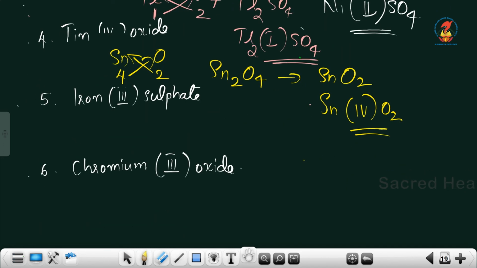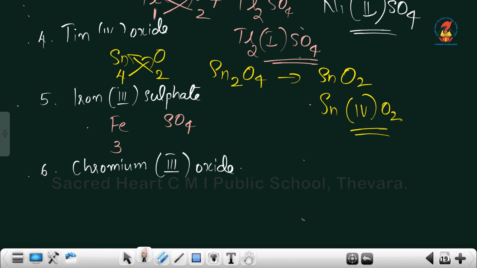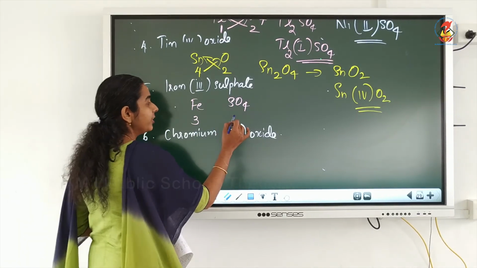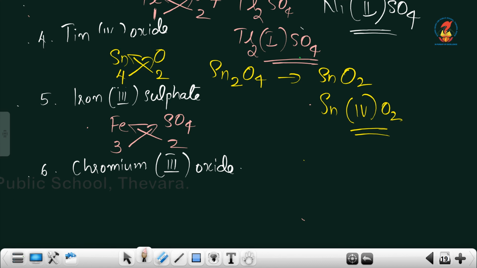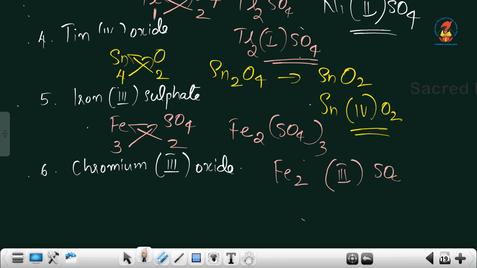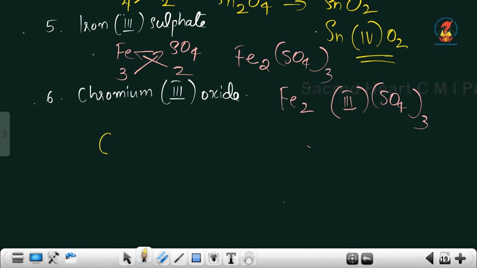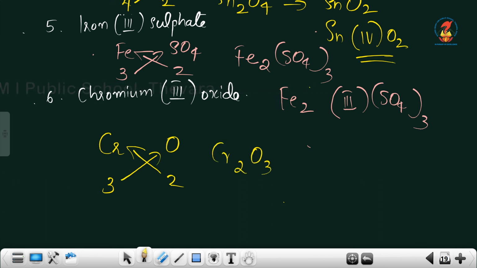Next is iron 3 sulfate. So we have iron and the radical sulfate. Iron oxidation state is given 3, so the valency is 3. The oxidation state is +3, so for the valency, just remove the charge, so 3. Sulfate, we know the charge is -2, so the valency will be 2. So what we are getting here is Fe2(SO4)3, isn't it? So the Stock notation will be Fe2, oxidation state 3, then SO4 thrice. And the last one is chromium and oxygen. Chromium oxidation state is given, that is +3, so the valency is 3. Oxygen, we know it is -2, so the valency will be 2. On transposing, we are getting Cr2O3, so the Stock notation will be Cr2(III)O3.